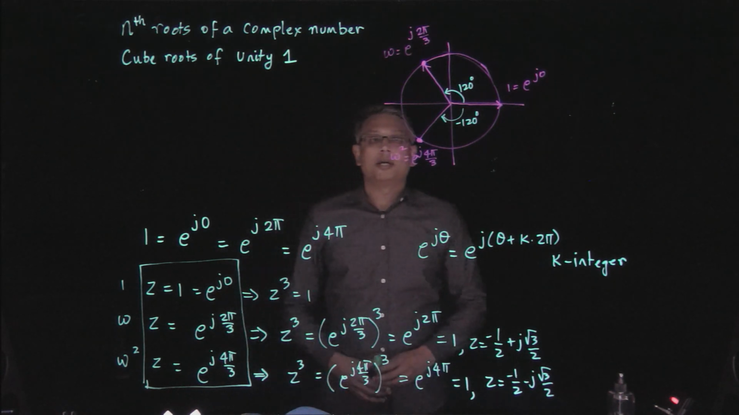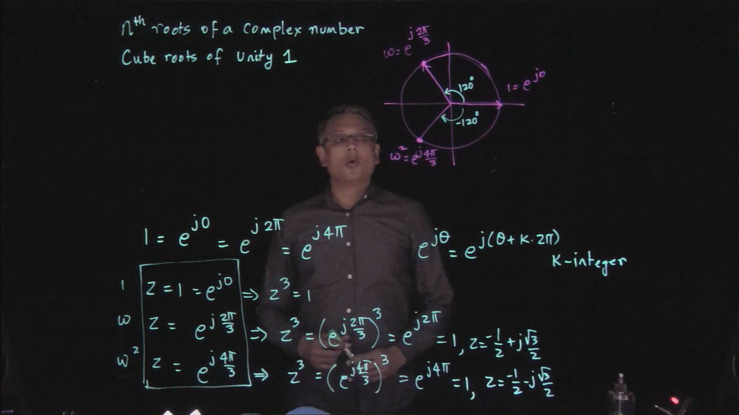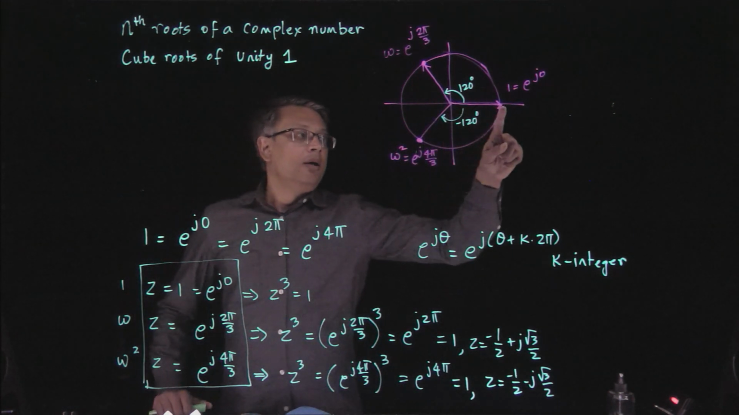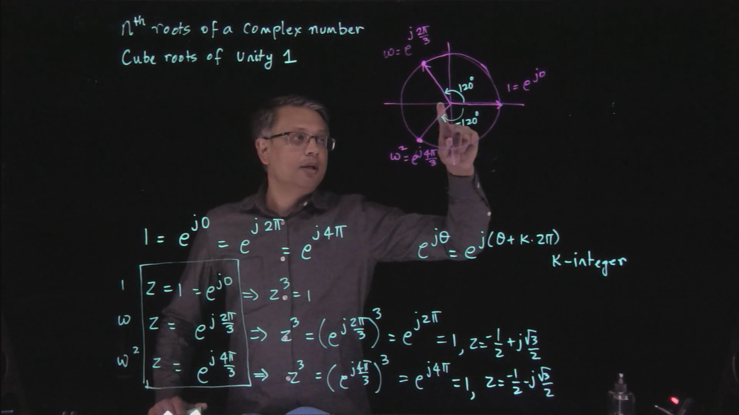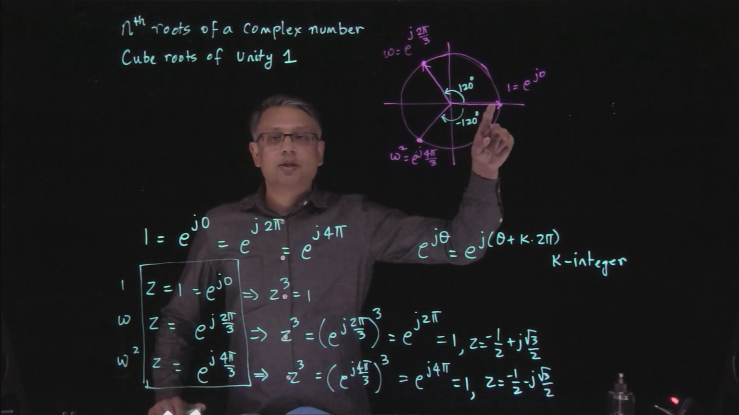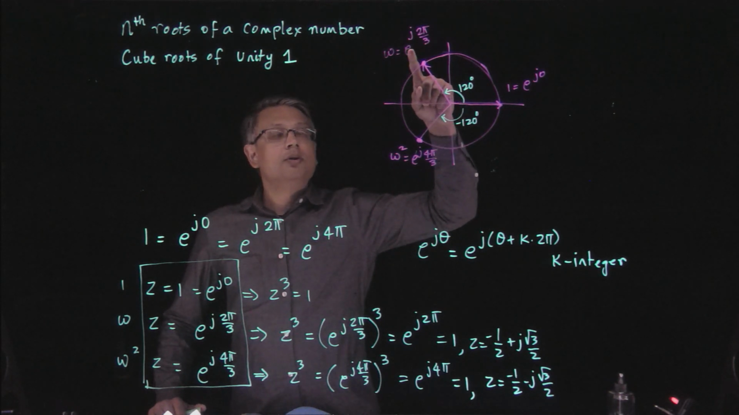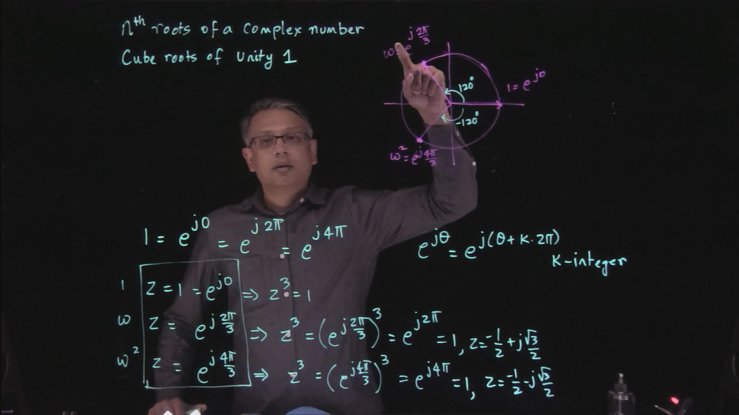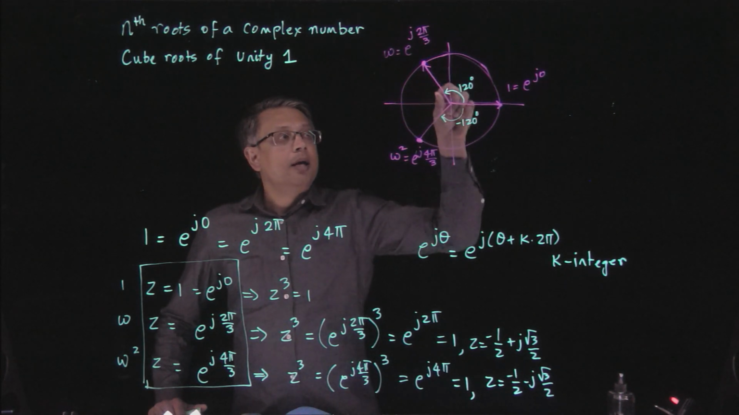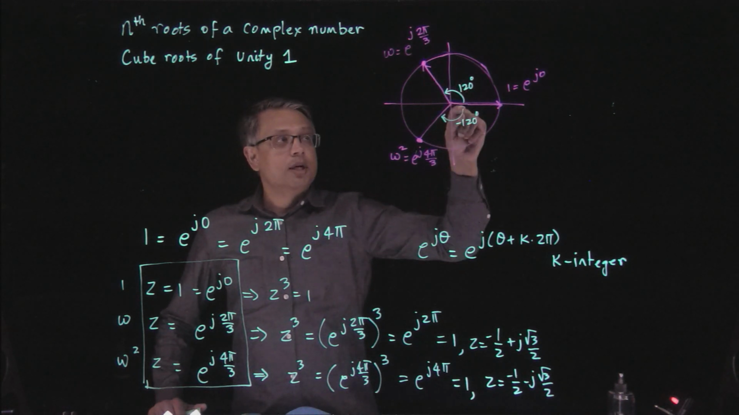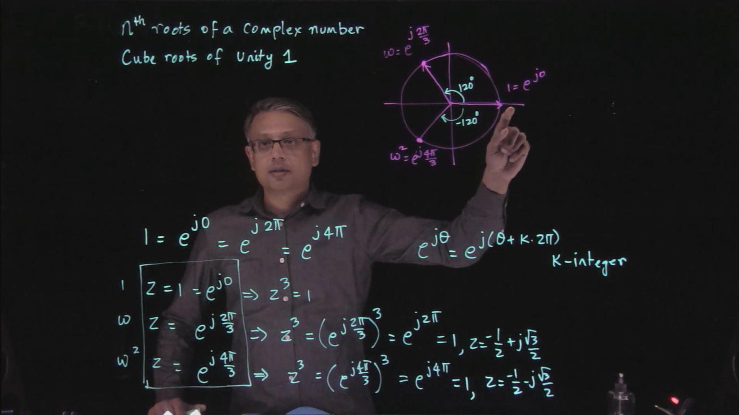It's quite nice to look at a geometric picture showing where the 3 cube roots of 1 lie. So you can see that one of the cube roots is just the number 1. So that lies along the real axis on the unit circle, because it lies at a distance of 1 from the origin. Another cube root, which is e to the j 2 pi over 3. Notice that the magnitude is 1, so this also lies on the unit circle. And it makes an angle of 2 pi over 3, which is 120 degrees with respect to the positive real axis.